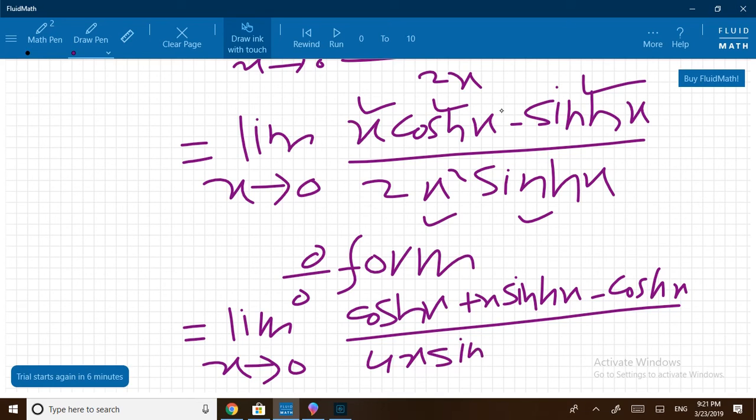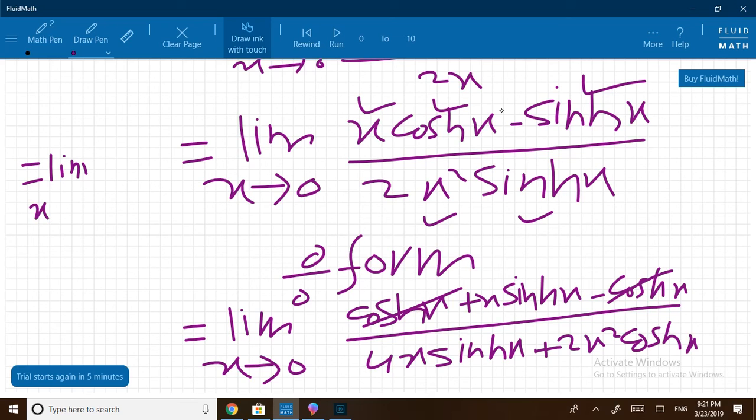sinh x plus 2x square as it is, and the derivative of sinh x is cosh x. Okay, now cosh x is cancelled out with cosh x, and this will be equal to limit x approaches 0, x sinh x divided by the term as you see.